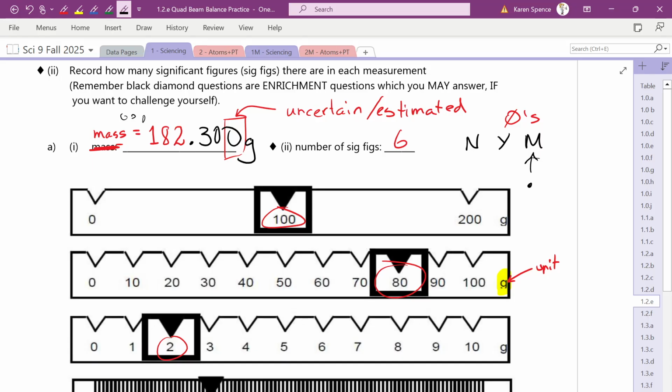So the smallest line is 0.1. So then you're going to read it to 1.3. So does that make sense?